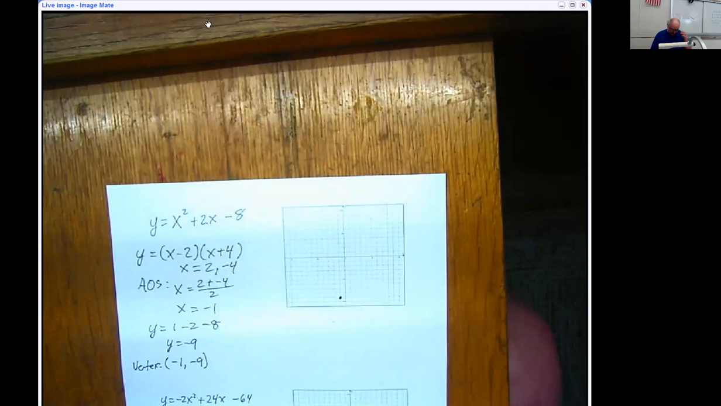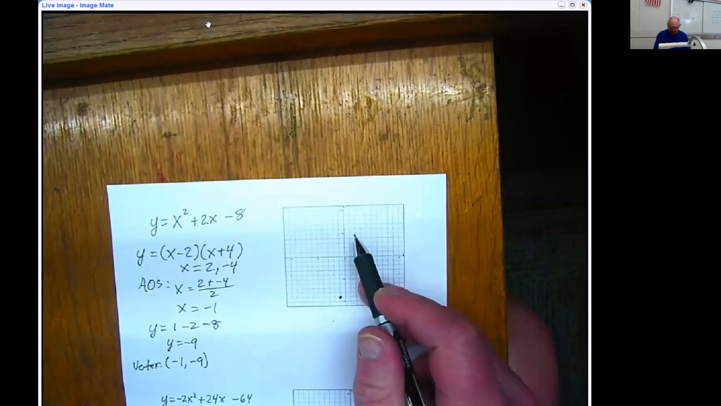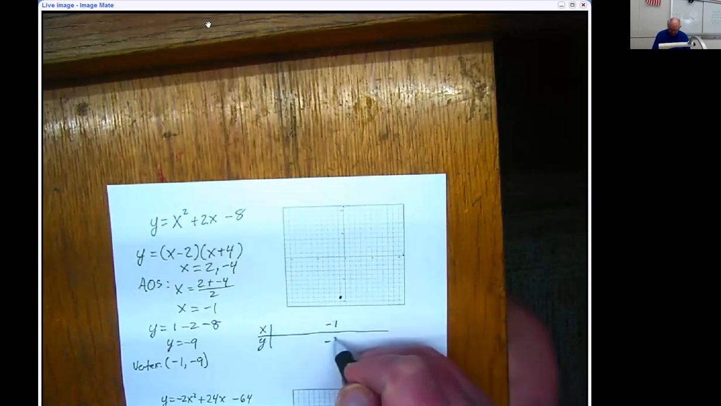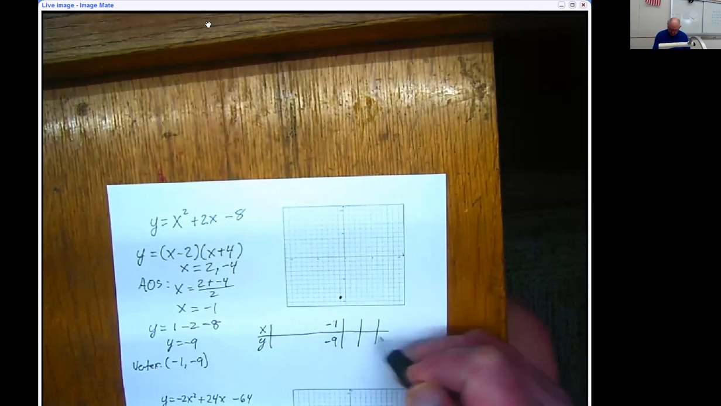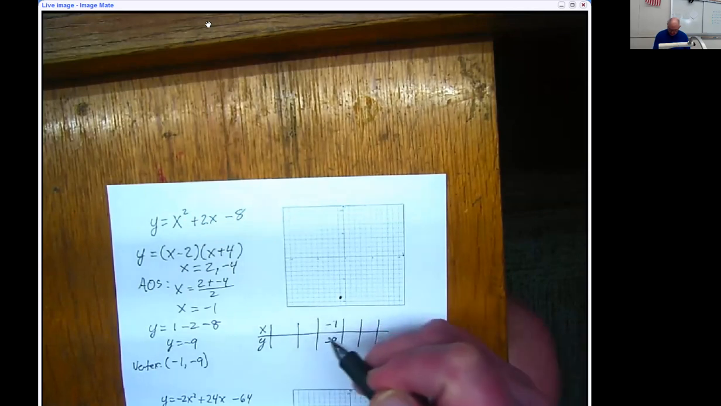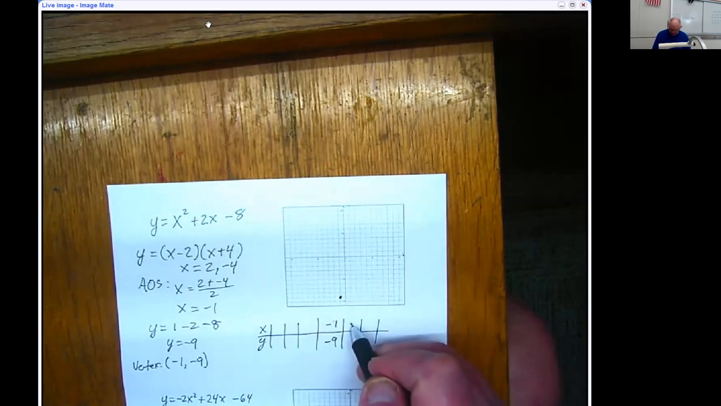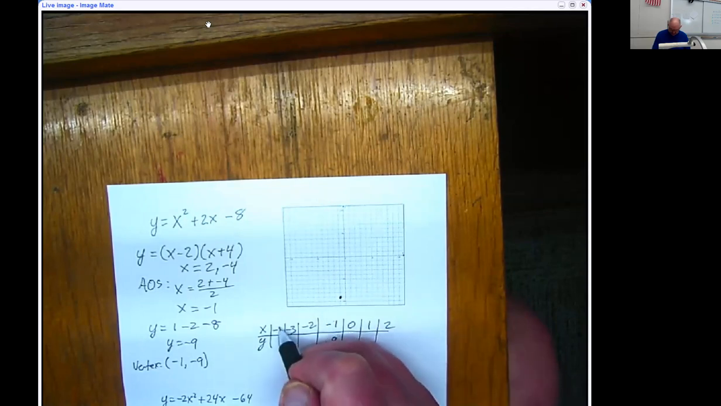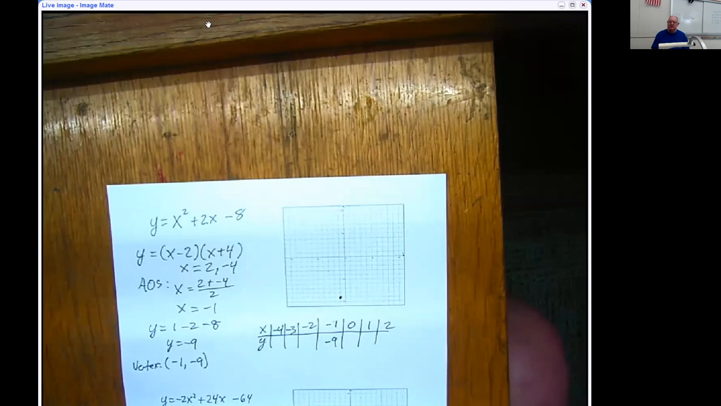And now we're going to create a table, and we can either graph from this point with the 1, 3, 5, 7 pattern, or we can create a table. And if we're going to create a table, I'd like to see 3 points on either side of the vertex. So I'm going to place my vertex here. And I want 3 points on both sides. So I'm going to have a 0, 1, 2, -2, -3, -4. We should see symmetry in this table. If we don't see the symmetry, something went wrong.